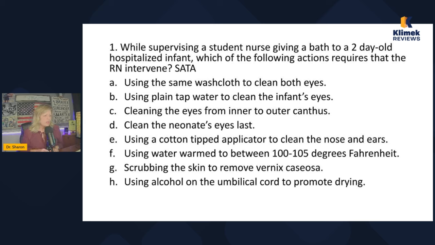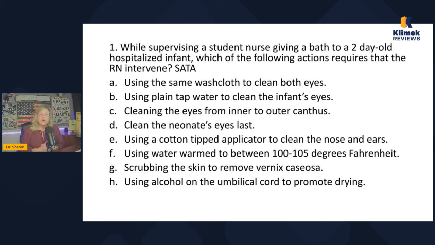A, using the same washcloth to clean both eyes. Using plain tap water to clean the infant's eyes. Cleaning the eyes from the inner to the outer canthus. Clean the neonate's eyes last. Use a cotton-tipped applicator to clean the nose and the ears. Using water warmed to between 100 and 105 degrees Fahrenheit. Scrubbing the skin to remove the vernix caseosa. Using alcohol on the umbilical cord to promote drying.